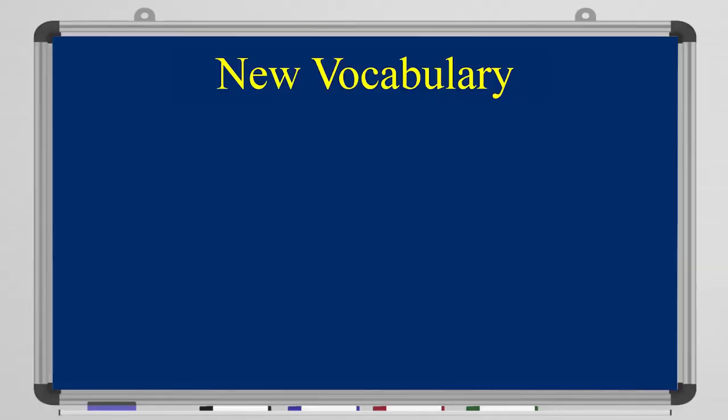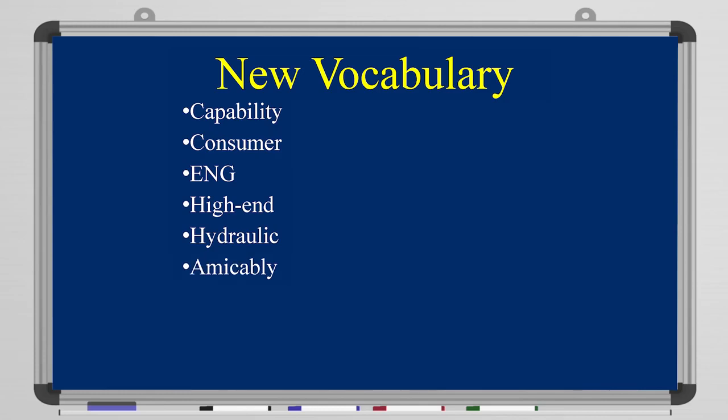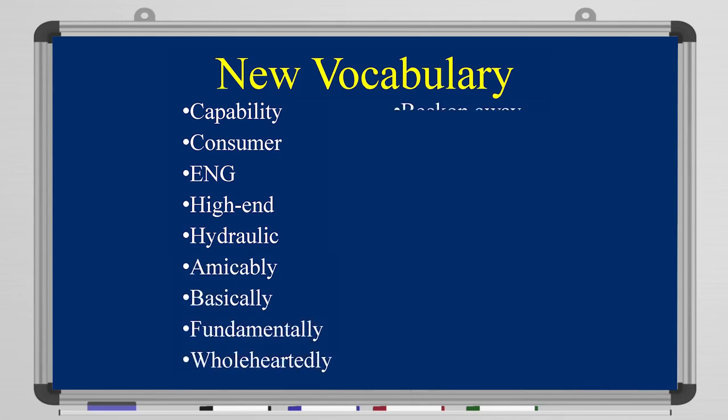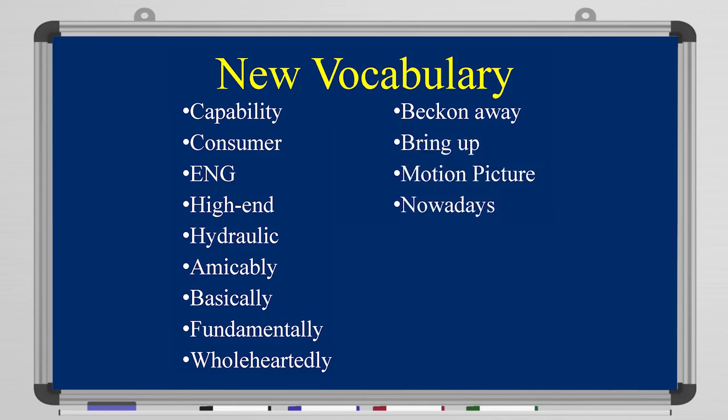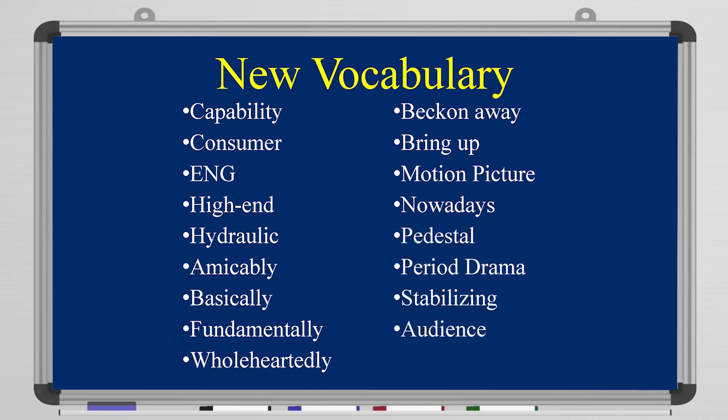But before we can do that, we are going to be looking at some of the vocabulary items which will help you in understanding this unit. So the vocabulary items are capability, consumer, ENG, high-end, hydraulic, amicably, basically, fundamentally, wholeheartedly, beckon away, bring up, motion picture, nowadays, there's more, pedestal, period drama, stabilizing, and audience.